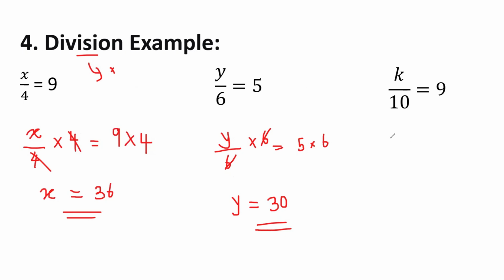Likewise, this one, k is divided by 10. So you multiply by 10 so that you can cancel the 10. Same thing you have to do: 9 times 10. Now k is isolated. k is equal to 90. That's how we have to do all of these with the one-step equation. When there is a one-step equation, we have to do only one operation at a time.